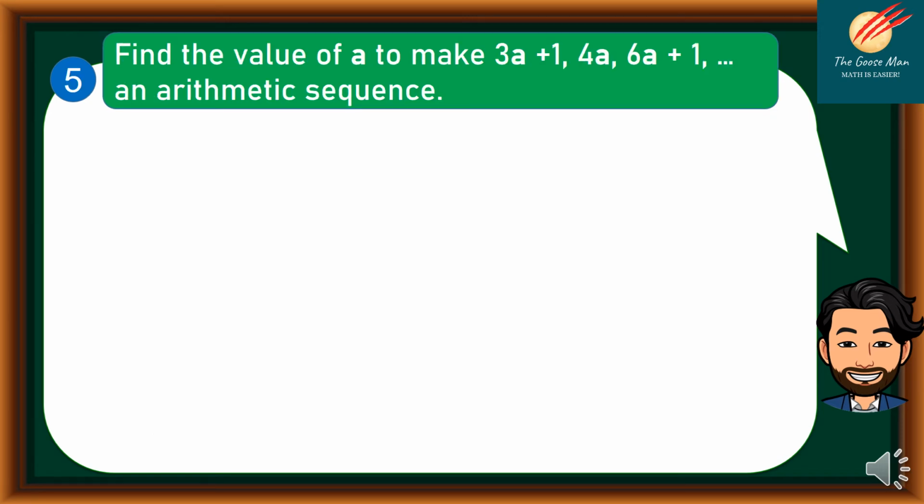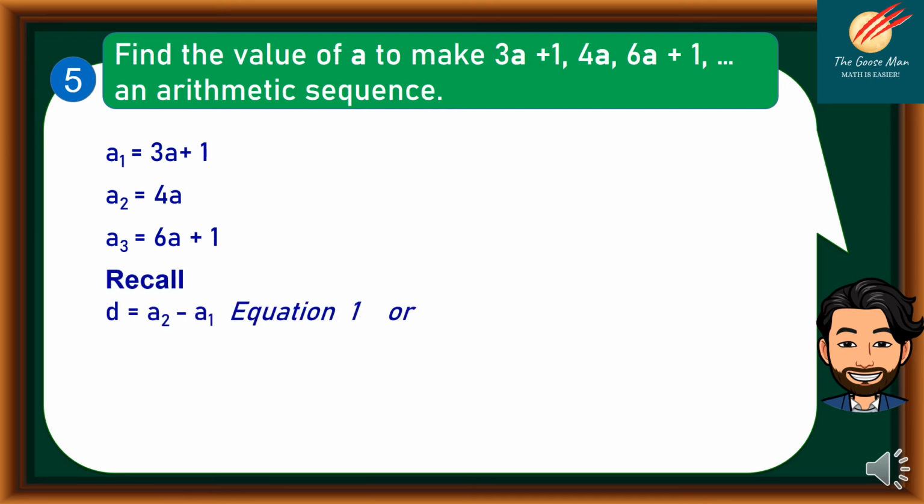Let's consider the fifth problem. Find the value of a to make 3a plus 1, 4a, 6a plus 1, and so on an arithmetic sequence. Let's recall that the first term is equal to 3a plus 1, while the second term is equal to 4a, and the third term is equal to 6a plus 1.